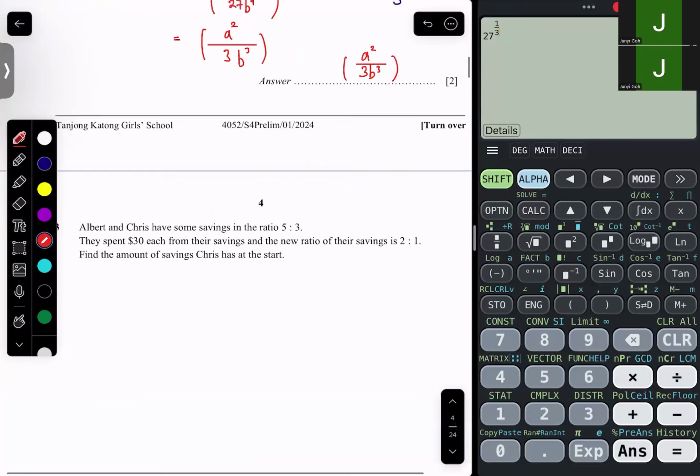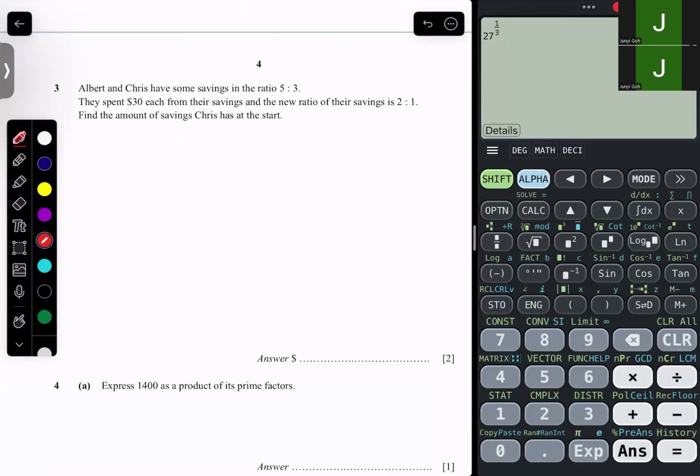Question 3. Albert and Chris have some savings in the ratio of 5:3. Now, they spend $30 each from their savings, and the new ratio of their savings is 2:1. Find the amount of savings Chris has at the start. Now, this is actually a primary school question that O levels like to throw in from time to time into the paper to make sure that you still remember what you have learned over the years.